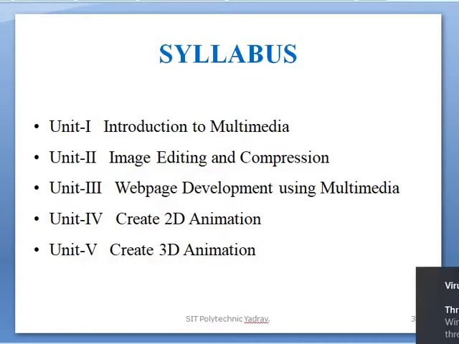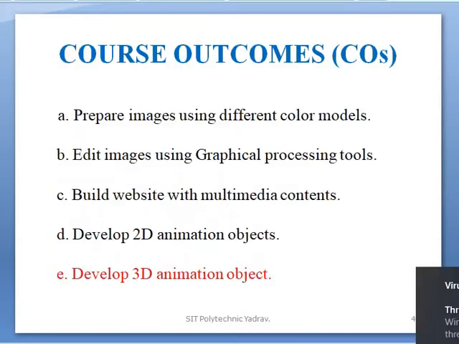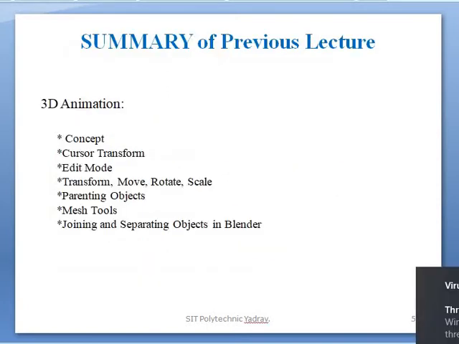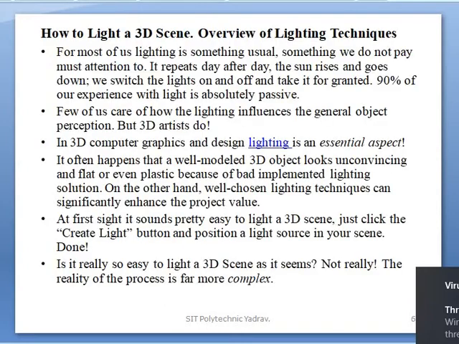Here the syllabus has 5 units. Course outcome: after the completion of unit number 5, you will be able to develop 3D animation. Summary of previous lectures. In the previous lecture we covered these points: cursor transfer, edit mode, transform, move, rotate, scale, parenting objects, mesh tools, objects, etc. Now we continue with the next points.